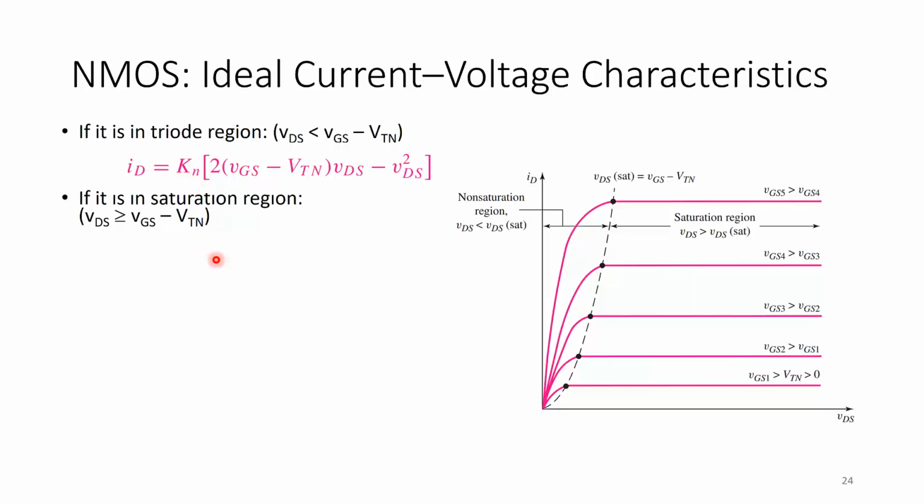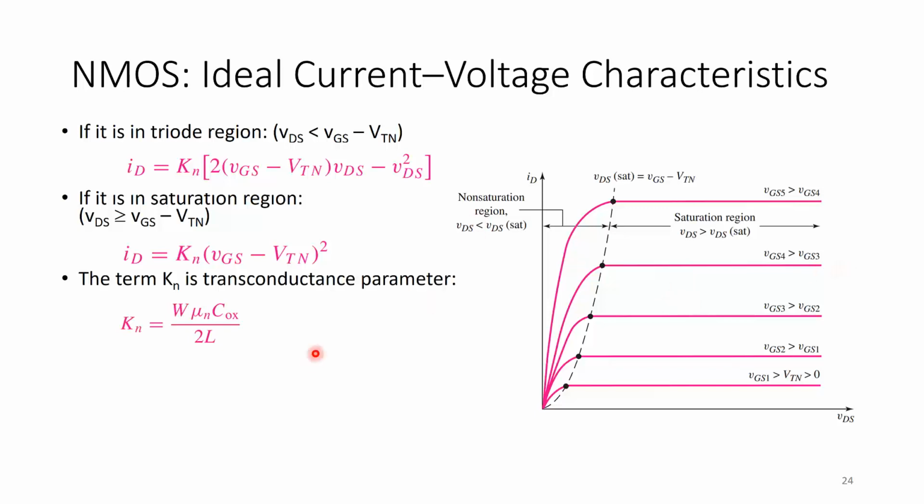Now if it is in saturation region, where VDS is greater than VDS sat, meaning VDS is greater than or equal to VGS minus VTN, the expression for drain current is ID equals Kn (VGS minus VTN) squared. Essentially, in the triode region, ID depends on VGS and VDS, but in the saturation region, it is mainly affected only by VGS. Even though you increase VDS, the line remains horizontal in the saturation region.